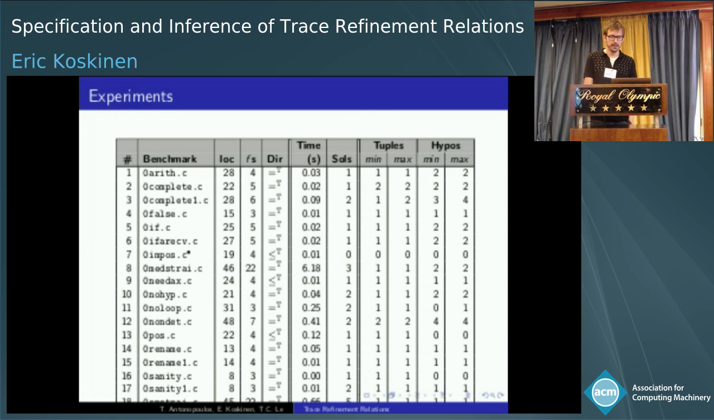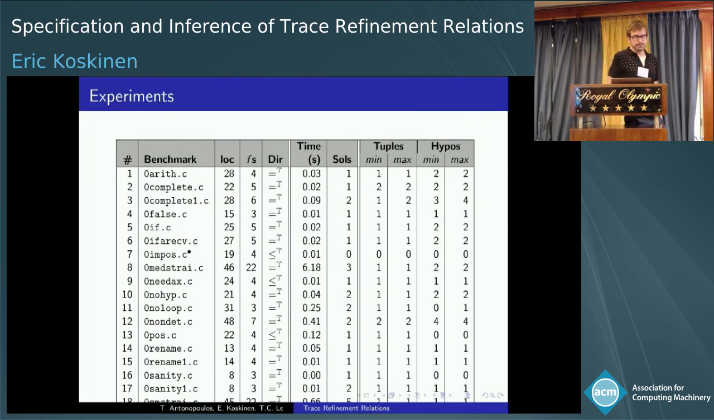I'll zoom in. So the first couple of benchmarks are shown here. We report the lines of code and the number of events that are in it, as well as the direction. As I said, you can either do it for equivalence or inclusion. And then we report the amount of time it took to synthesize trace refinement relations and the number of solutions that were generated. So as you're going through this algorithm, there are lots of choice points, and because of that, we record multiple possible solutions.